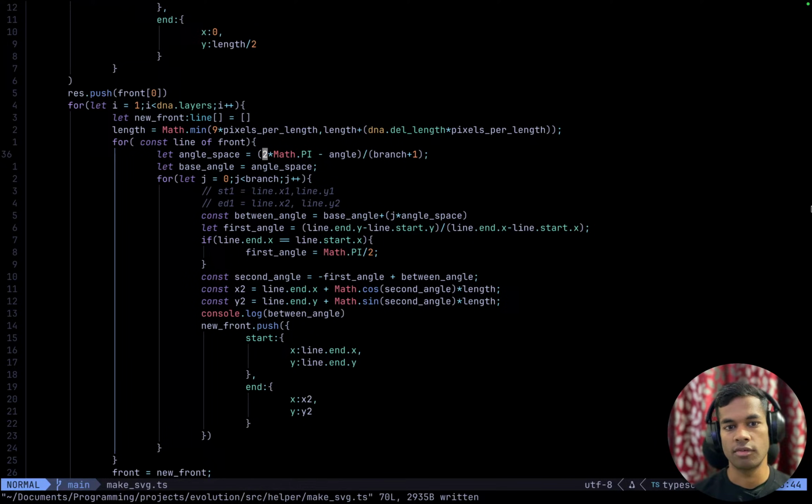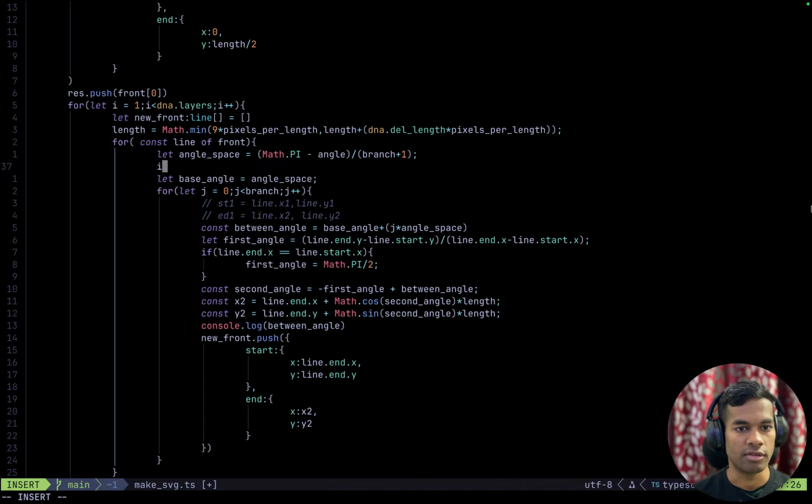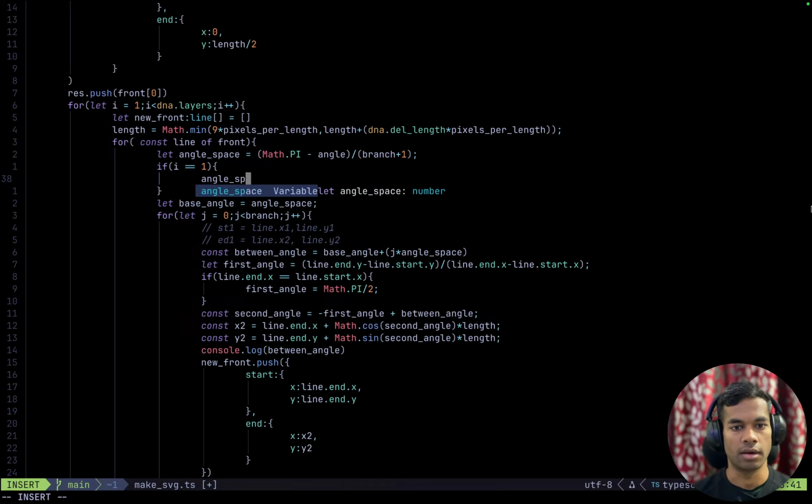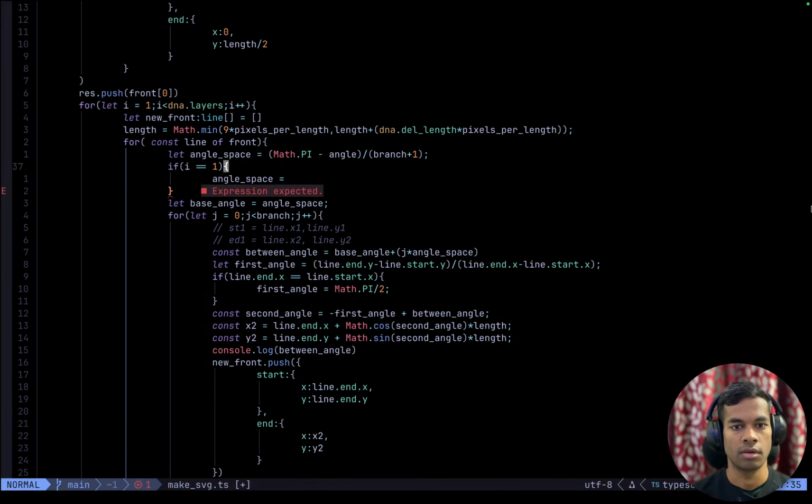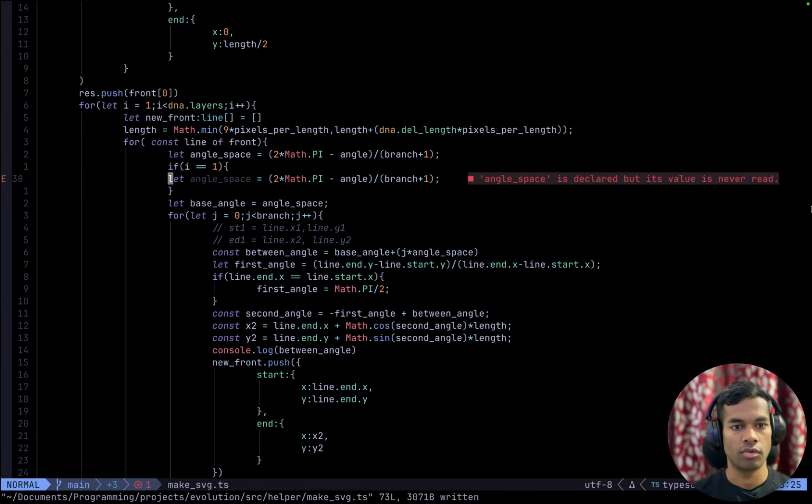Angle space is 2 pi. No, we will change it. Its angle space will change. If i equals 1, if we are on the first layer, then angle space would be, originally it is 2 pi, but here it would be pi.